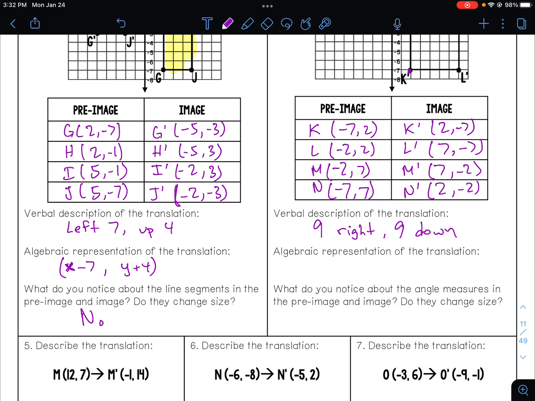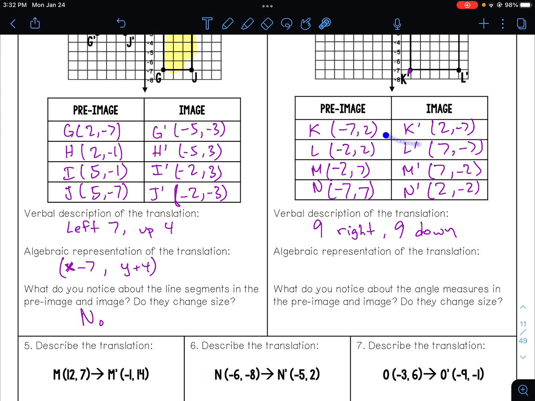Algebraic representation. Well, I could have figured that out by looking at this as well. The x, what's happening to the x? It goes up, right, from -7 to 2. Up 7 means plus 9, right? Which is right 9. Let's look at y. What's happening to y? It goes from 2 to -7, so it's going down. So it's a negative thing.